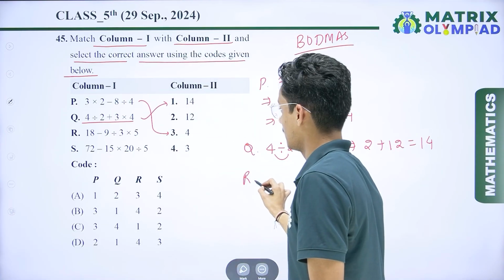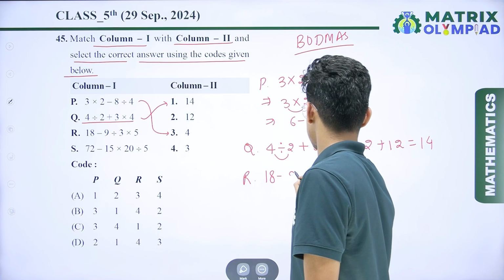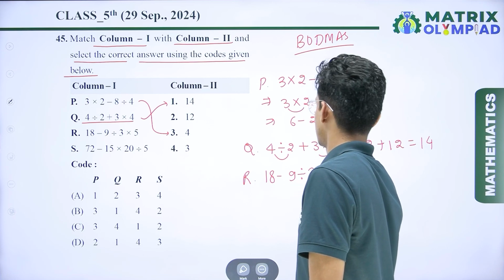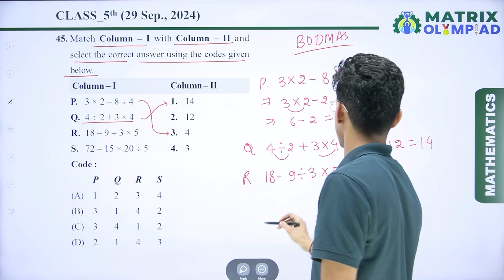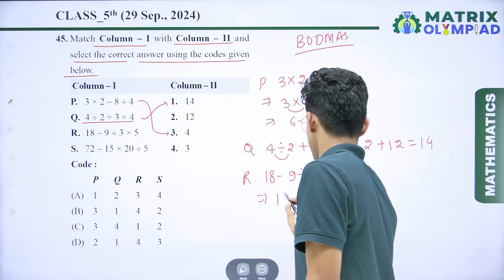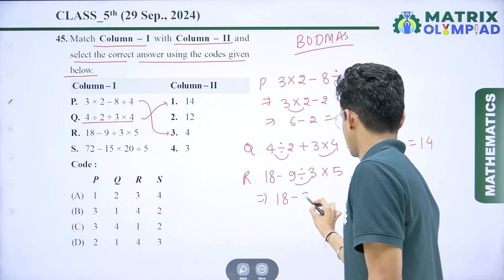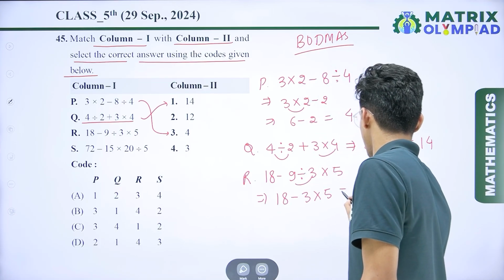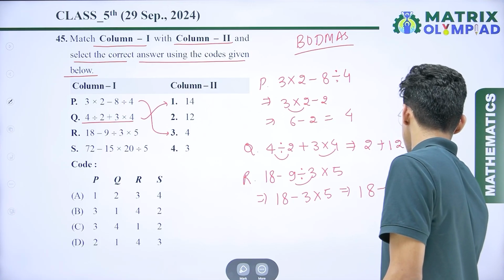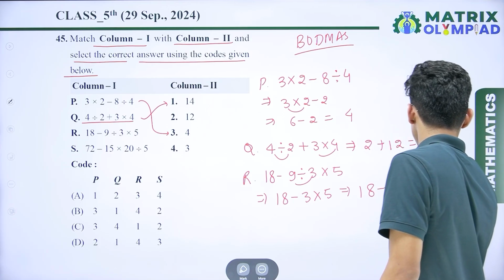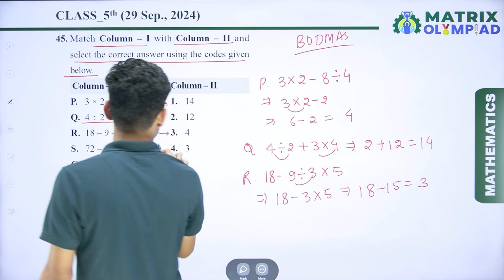If I talk about R, that is 18 minus 9 divided by 3 multiplied by 5. So 18 minus, if I divide here, 3 multiplied by 5. So 5 times 3 is 15. So 18 minus 15, that is equal to 3. So R is connected to 4.